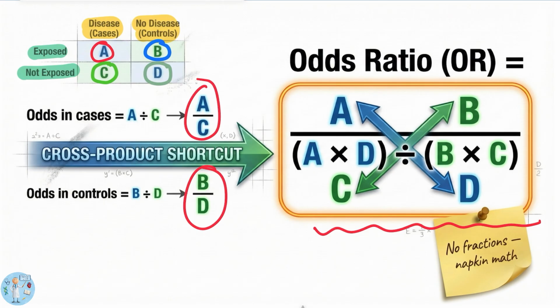You're comparing the product of the two groups that fit the hypothesis, really sick and exposed and healthy and unexposed, against the two groups that buck the trend. And once you do that quick calculation, you get a single number, the odds ratio. Okay, now for the real power, interpretation.